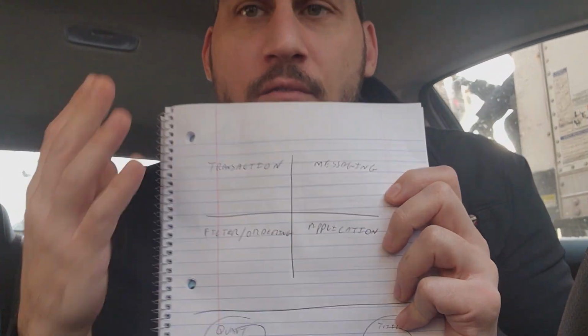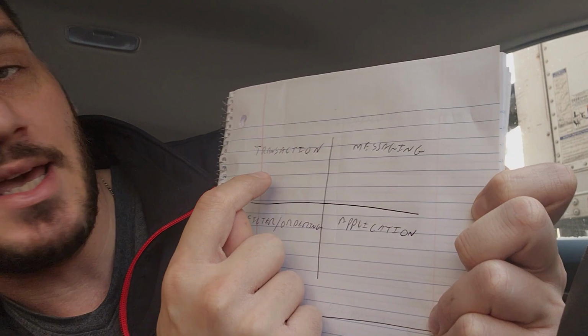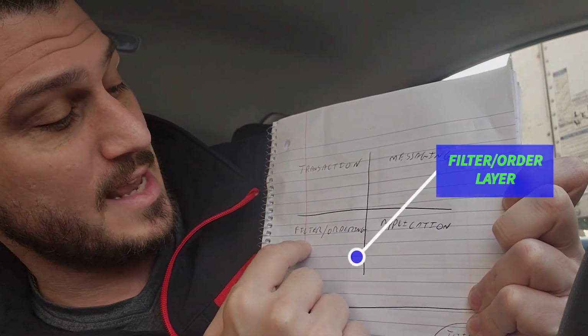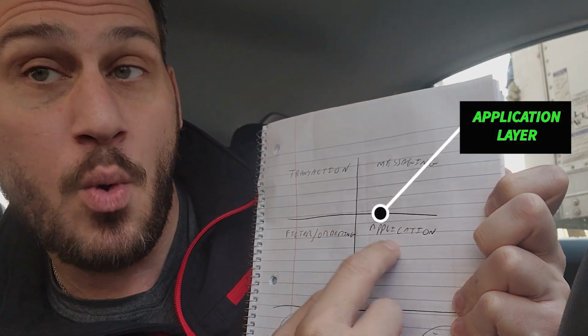So quant has 4 different layers. Quant has a transaction layer, a messaging layer, a filter and ordering layer, and an application layer.